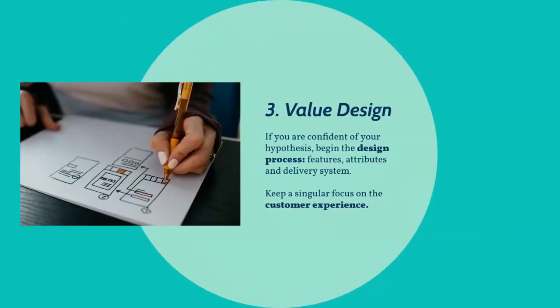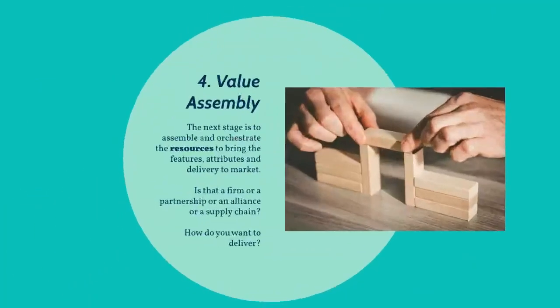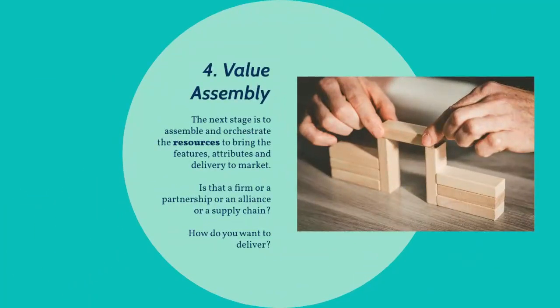3. If you're confident of your hypothesis, begin the design process. Features, attributes, and delivery system. Keep a singular focus on the customer experience. 4. The next stage is to assemble and orchestrate the resources to bring the features, attributes, and delivery system to the market. Is that a firm or a partnership or an alliance or a supply chain? How do you want to deliver?